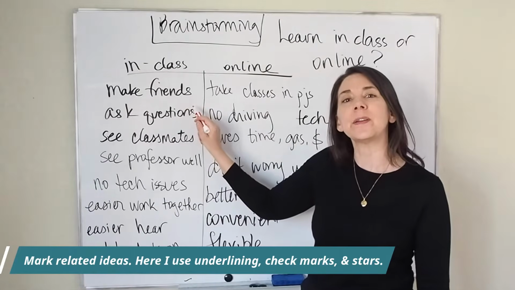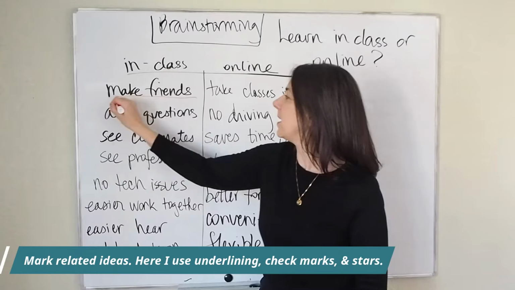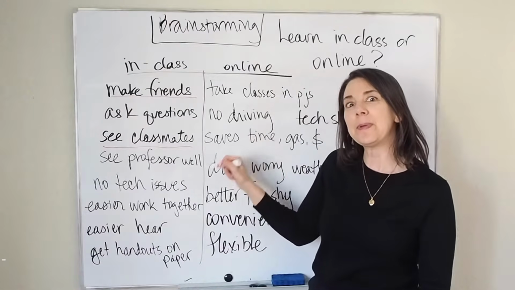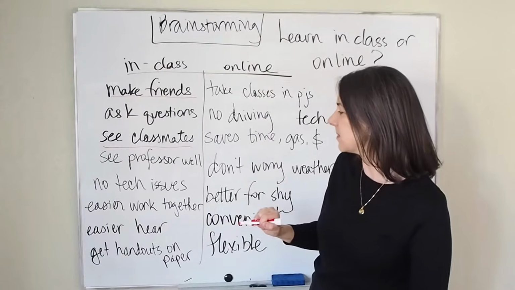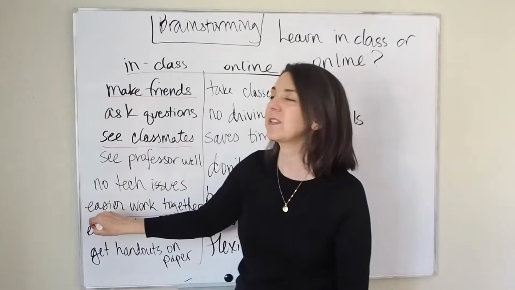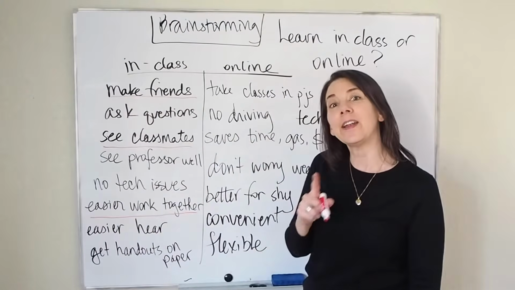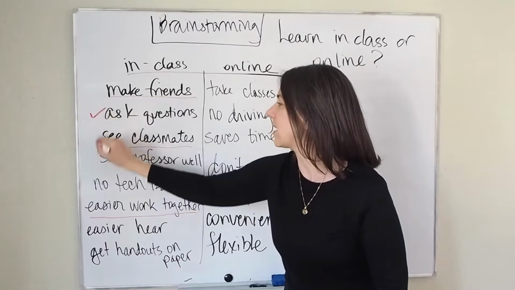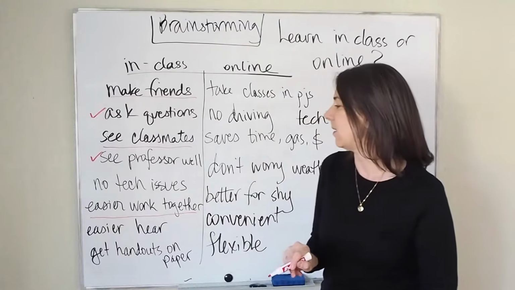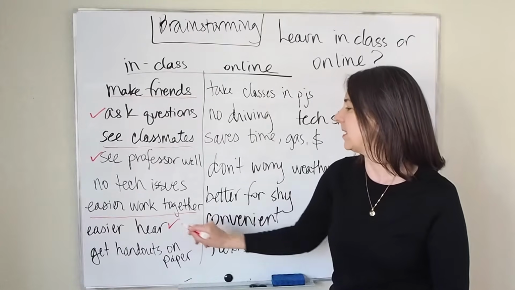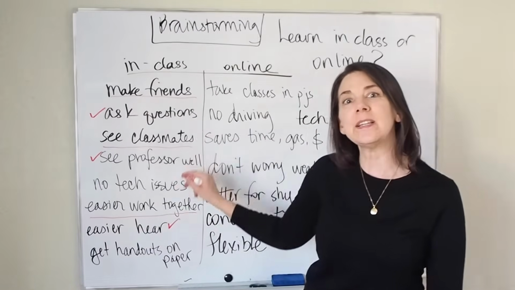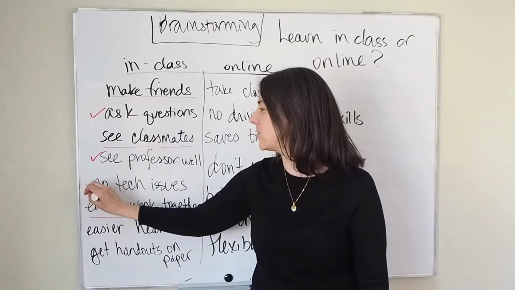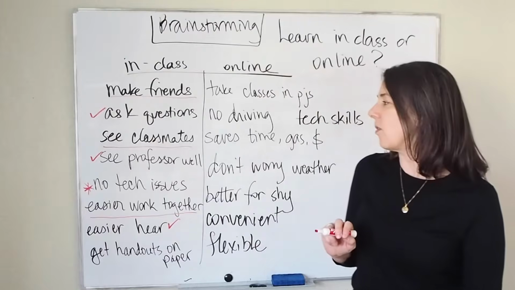So for the first one, we might say that making friends and seeing classmates go together. There might be another one that is similar to this, that it's easier to work together. Another one we might try is asking questions and seeing the professor well, and maybe that it's easier to hear. So these might be related ideas. Finally, we might think that tech issues could be its own idea.